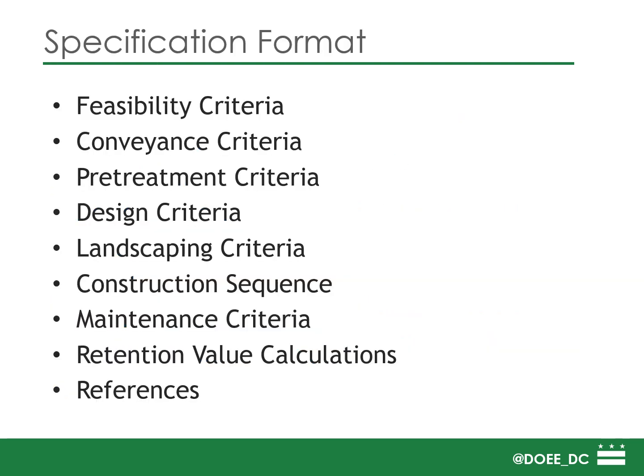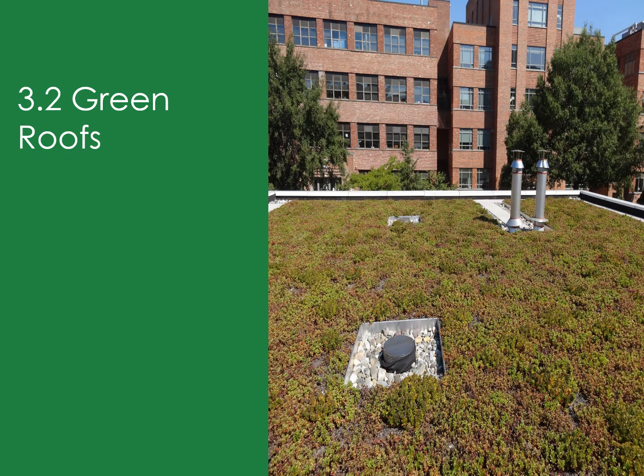The guidebook is arranged such that the specifications for each BMP type are laid out in the same format, and it includes the following subsections. Here's an example of a typical green roof, and we'll talk about the design and the components of this BMP in detail.